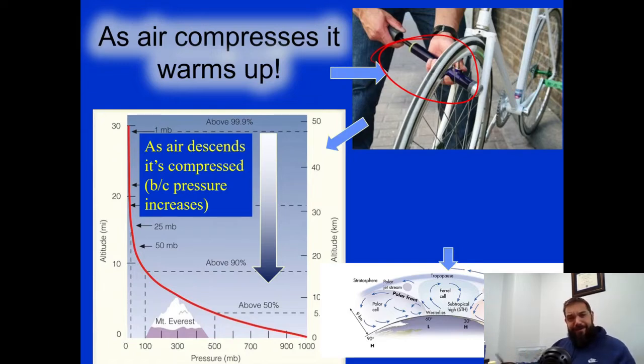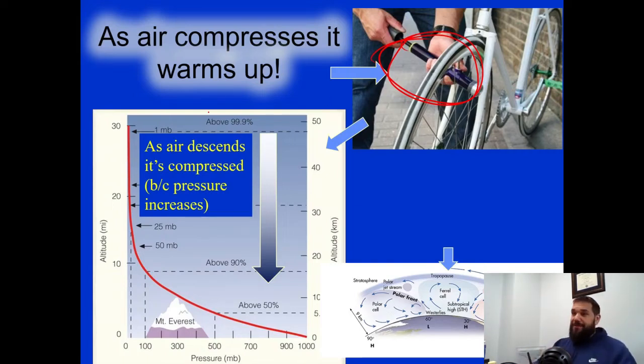But anyway, I'm always pumping up my tires, and I notice those hand pumps get really hot. They get over 100 degrees, and they get so hot it feels hot to my hand. I'm pumping really hard. So what's happening is that I'm compressing the air, so it's getting hot. Air heats up as it contracts, as it gets compressed, and as the pressure increases.